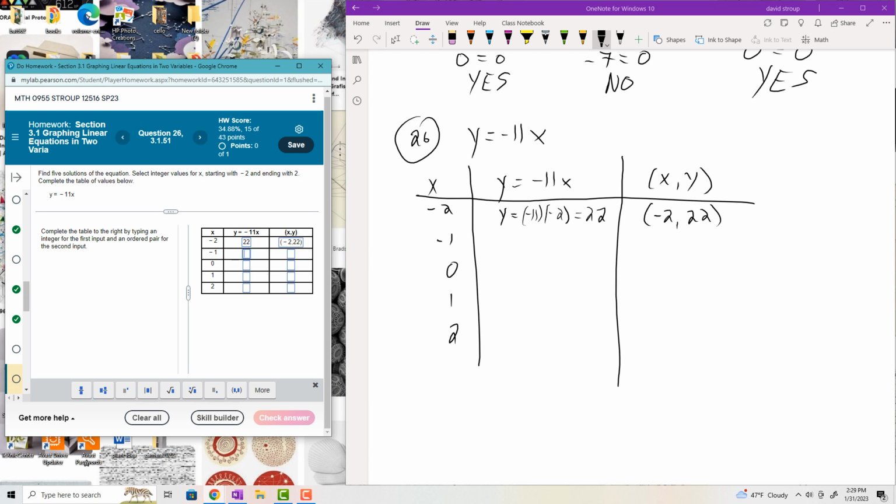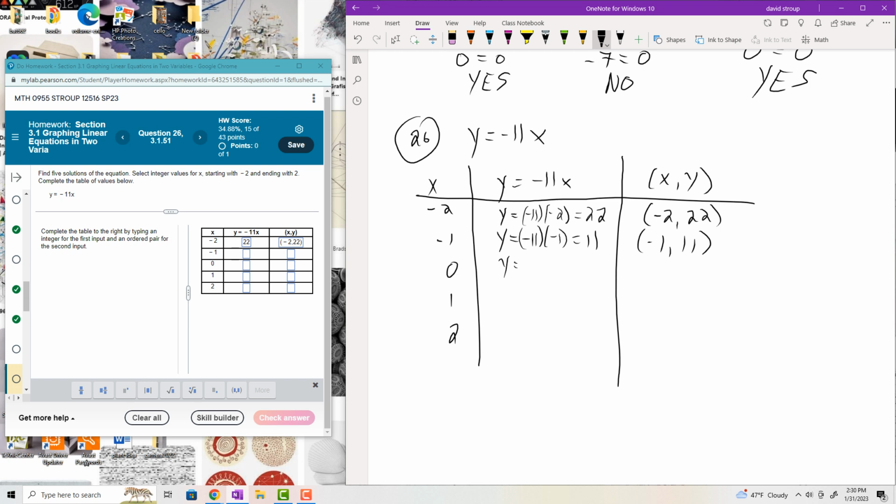And then we've got to go through the whole table. It's kind of a bummer if you mess one up. You've got to go back and check all your work. But anyways, the next one, y equals negative 11 times x is negative 1. So that'll be positive 11. And the ordered pair, negative 1, 11. Let me just do the table and then I'll fill it all in.